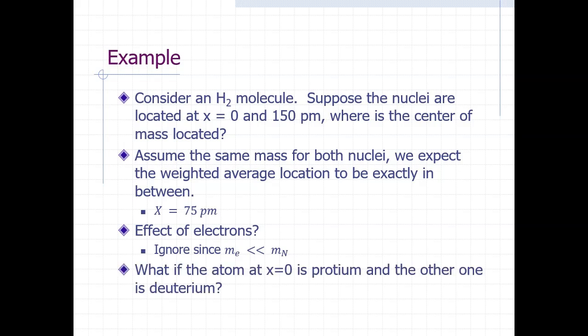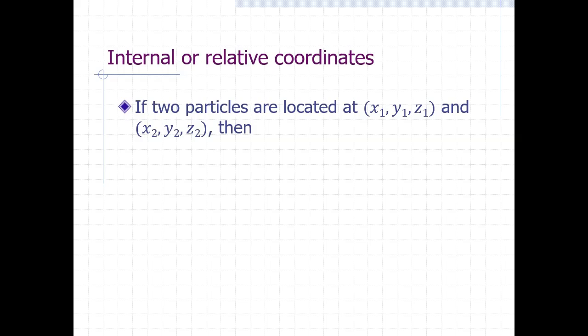What if the atom at x equals 0 is protium, but the other one is a deuterium? Let's see. A deuterium nucleus consists of one proton and one neutron, whereas a protium nucleus consists of just one proton. Since the mass of a neutron is approximately equal to that of a proton, the mass of a deuterium nucleus is approximately twice that of a protium nucleus. So, we expect the weighted average location to be closer to the heavier isotope. If we were to do the calculations, we should find the x-coordinate of the center of mass to be at 100 picometers. Now, let's talk about internal or relative coordinates.